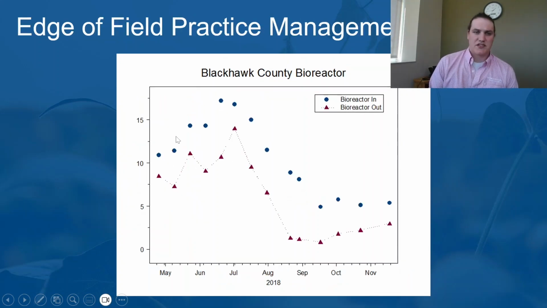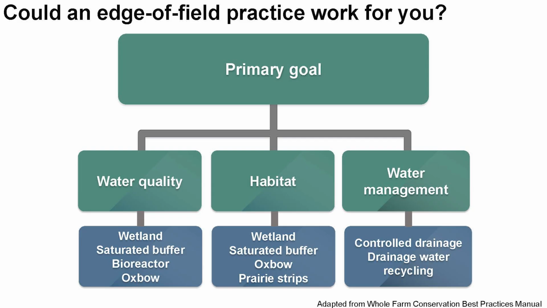So yeah, this is just a quick graph that shows the edge of field practice and how effective it is. The blue circles are the water coming in, overall with higher nitrates than the water coming out. These red triangles, you can see it's across the board: lower nitrates leaving the bioreactor. Bioreactors are pretty successful edge of field practices. They usually reduce 10% of the nitrates coming in that are going out.